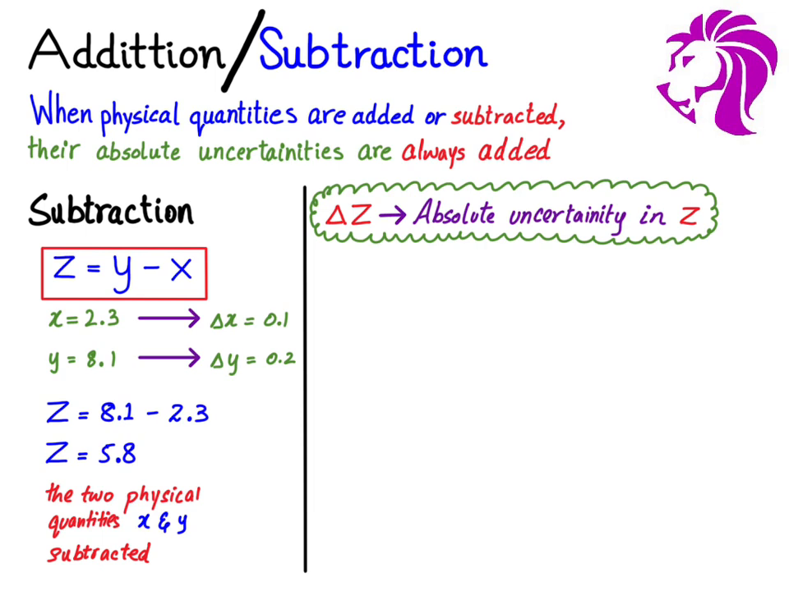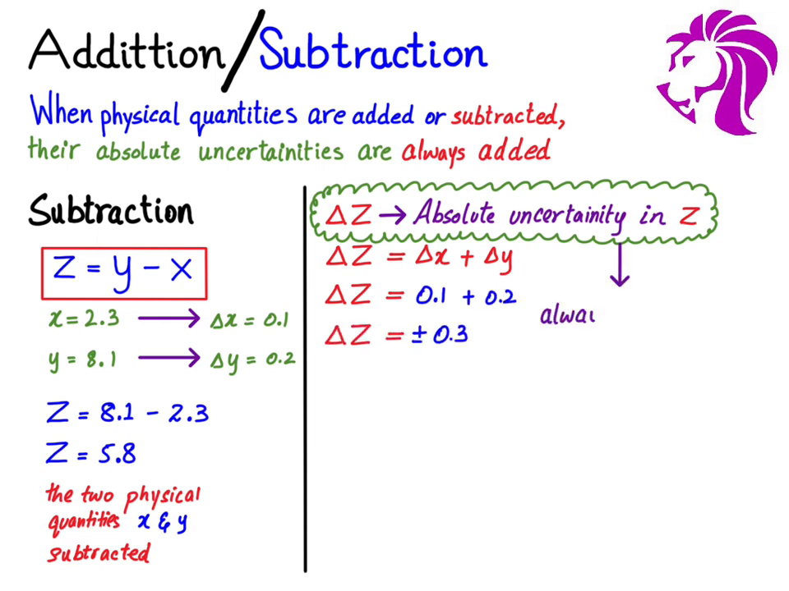So I told you that whenever two quantities are added or subtracted, the absolute uncertainty is always added. So look here, delta z is equal to delta x plus delta y. So delta z is what? 0.1 plus 0.2. That makes it 0.3. But remember, once again, this uncertainty is always given to one significant figure.